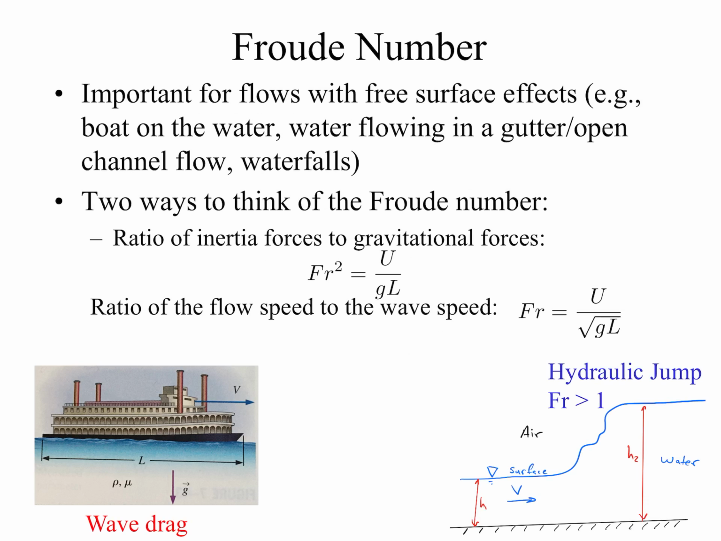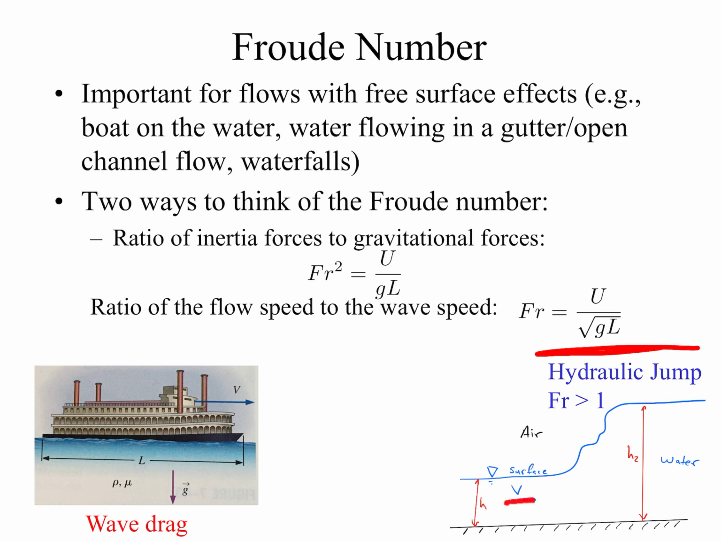The Froude number is important for flows with free surface effects. So say you have flow going around a boat, you have water flowing in, say, a canal or in a channel, or flow going over waterfalls. One example that you may have experienced in your life is a hydraulic jump, related to the water, say, going down a gutter during a rainstorm, and you'll see the water level rise as it's actually going downhill, as you can see here on the bottom right-hand side.